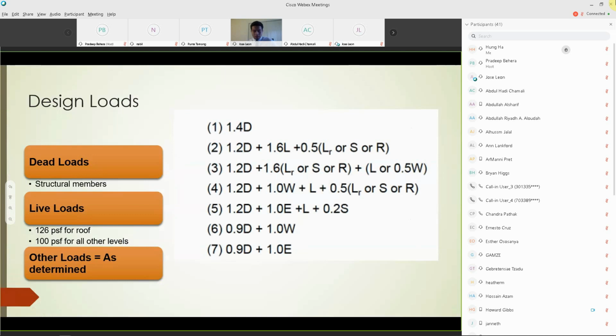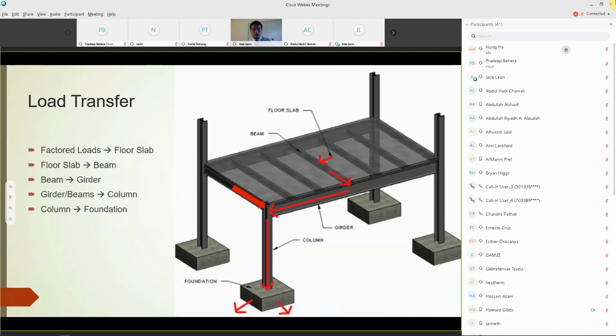Our design loads consisted of the dead loads being the structural members and the live loads being as follows. All other loads like rain, snow, and wind were determined as well. These loads would then be factored using these equations shown here. After factoring the loads, they would be applied to the floor slab, which would then apply to the floor beams, beams to girders, girders and beams to the columns, and so on and so forth down to the foundation.